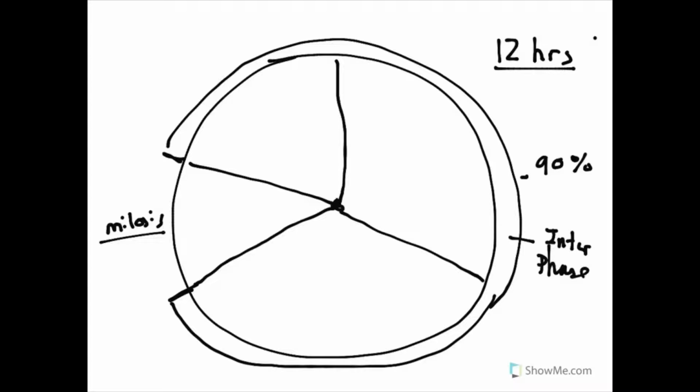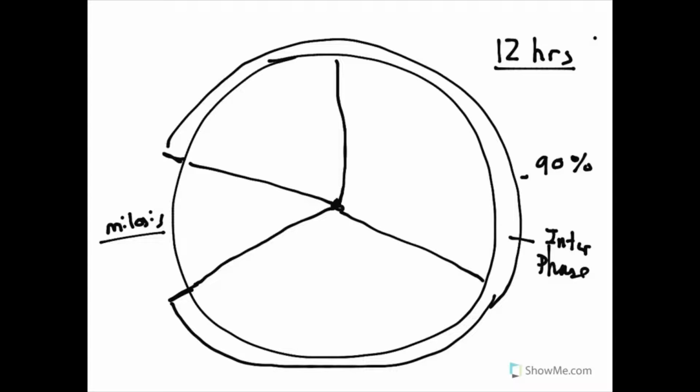It's a lot of interphase, and then mitosis. Now, mitosis and interphase, interphase being the longest. If you were to think about that in terms of time, it's roughly 90% of the overall time spent. So 90% of 12 hours.